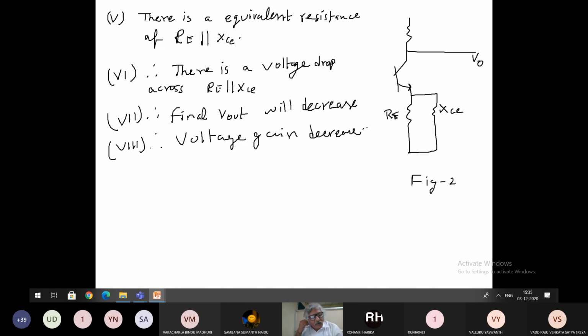Okay. So we have seen that the dip in the voltage gain in the low frequency region is due to two components. One is coupling capacitors and second is bypass capacitors, right? So here we can conclude one thing.